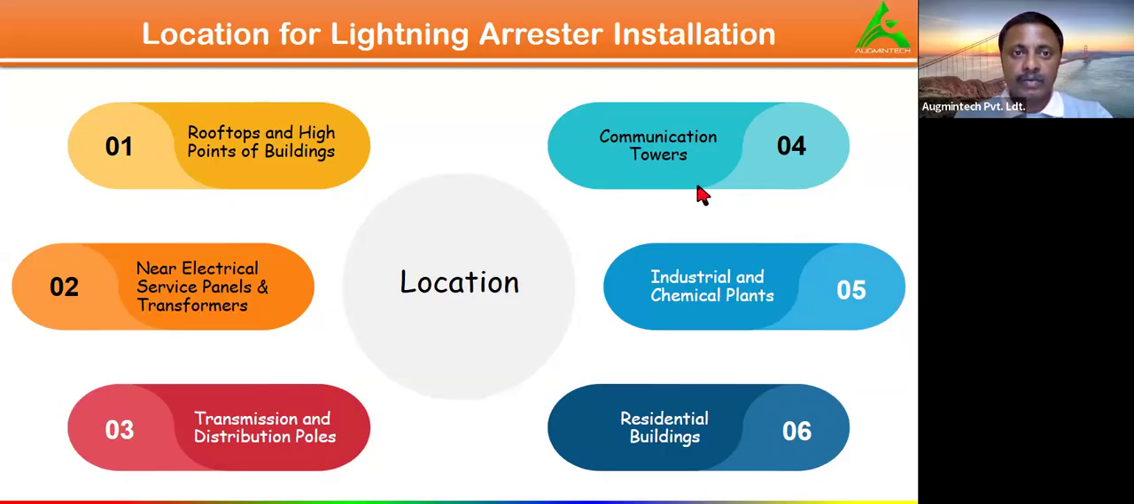The elevation is too high, so we have to provide that one. And for industrial and chemical plants, because it is known if lightning is going to strike, there is a chance of fire, right? There is a chance of huge fire also. So that's the issue with chemical or oil and gas plants, etc. Definitely, we have to provide this lightning protection system.